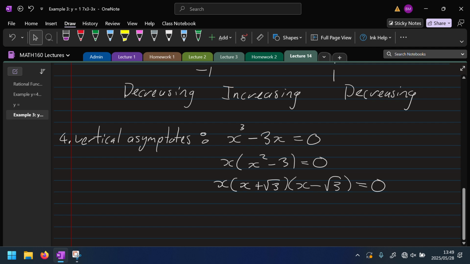Okay, so we're going to get three vertical asymptotes. So the first one from that very first bit, x equals 0, that's going to be one of them. The second bracket, that's going to give us x equals minus root 3. That's the second asymptote. And finally, the third term there, x minus root 3, that will give us x equals root 3. Okay, so 3 vertical asymptotes.